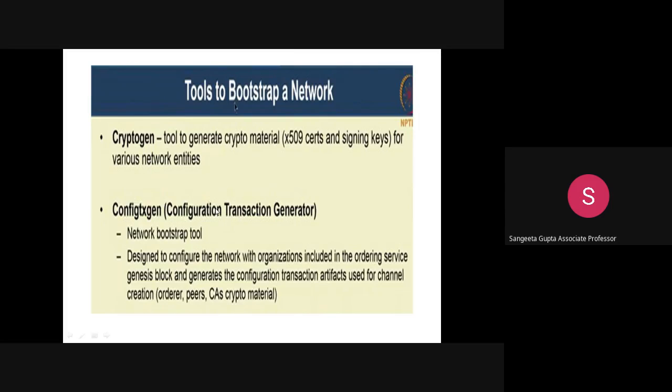So there, configtxgen will also play a prominent role, to configure the network with the organizations included in the ordering service. Among 10 organizations, if only 3 are included in the ordering service, then the network will be configured for them. For the remaining ones, the configuration will not be carried out as of now. So based on the priorities, based on the task which has to be carried out, configuration will be carried out by this particular tool.